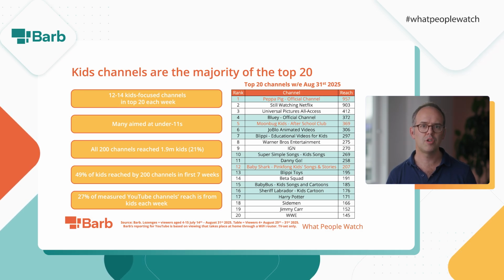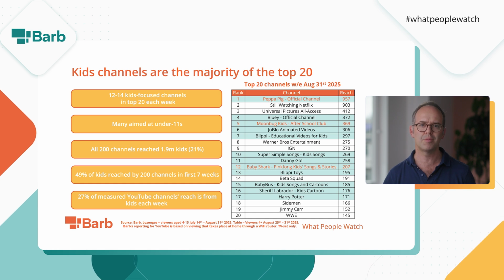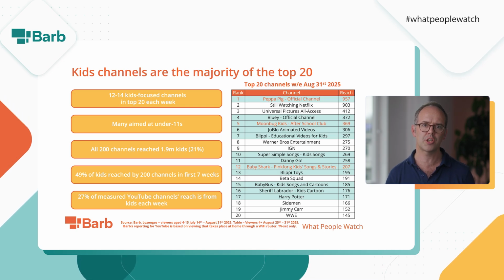Taking the 200 YouTube channels as a whole, they reached 1.9 million kids on average each week. That's 1 in 5 children in the UK. And across all 7 weeks, nearly half of kids were reached by those channels. Finally, we see that 27% of the weekly reach achieved by these 200 channels comes from kids. This is the same as the proportion of all YouTube viewing time from kids, suggesting that our selected channels represent a reasonable cross-section of viewing on the platform.